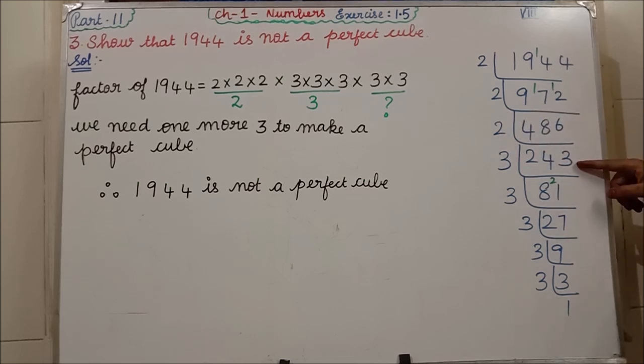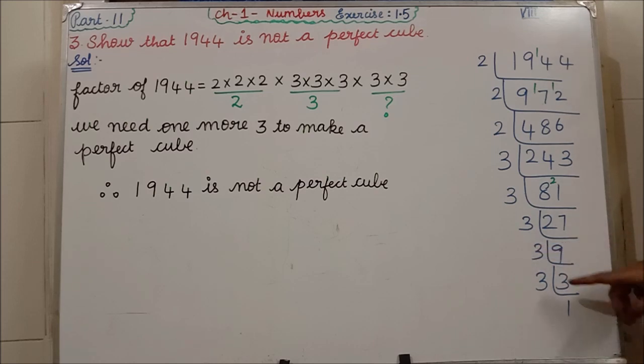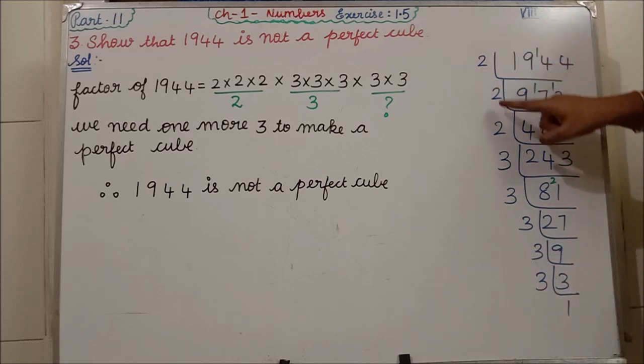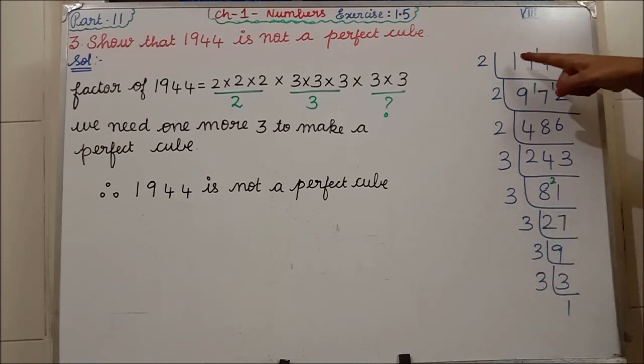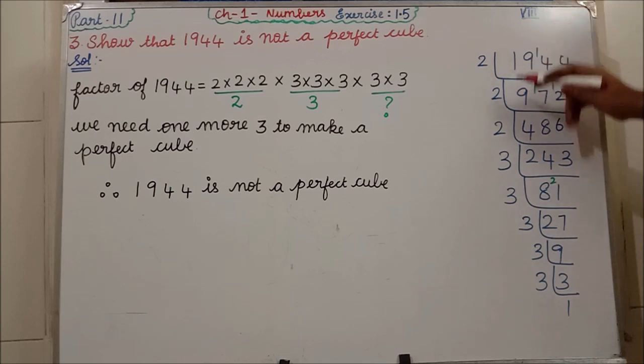It is ending with an odd number 3, so we have to go for odd number factors only. 8 3s are 24, 1 3 is 3. Again here 3, 2 3s are 6, 2 extra, so write 2 on the top, 21. 7 3s are 21. Again I am going for 3, 9 3s are 27, 3 3s are 9, 1 3 is 3. So these are the factors of 1944. Clear?